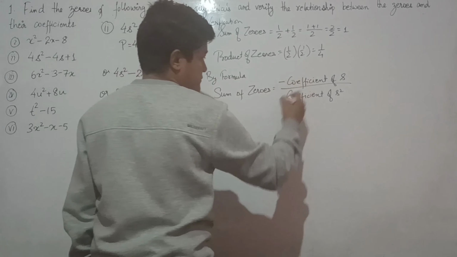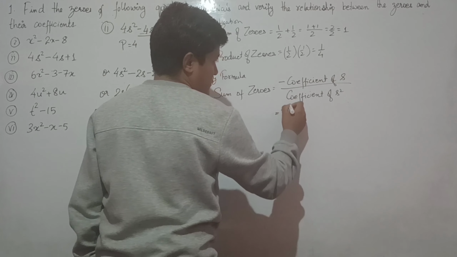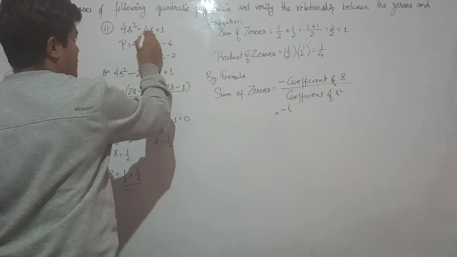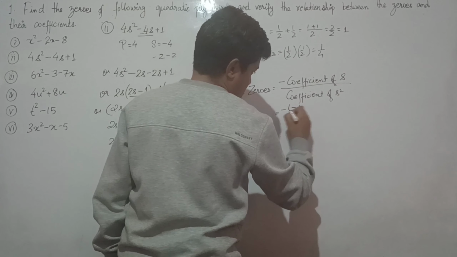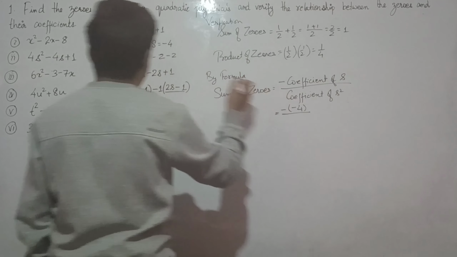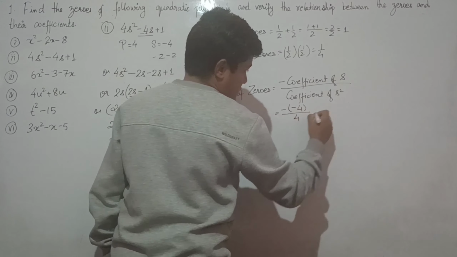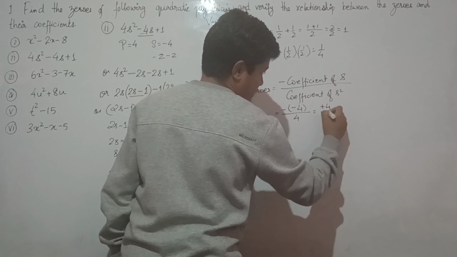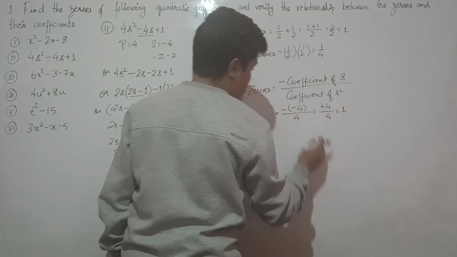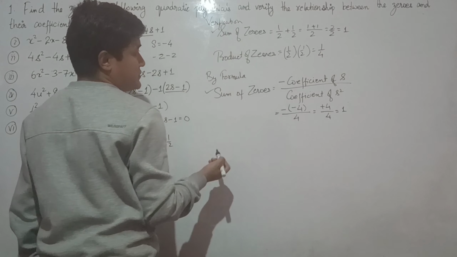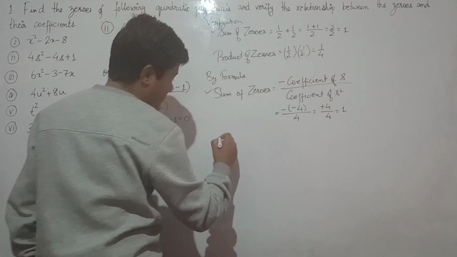So in the formula, the coefficient of x is minus 4, and the coefficient of x square is 4. So minus minus becomes plus 4 by 4 equals to 1. So the sum is verified; 1 is coming.